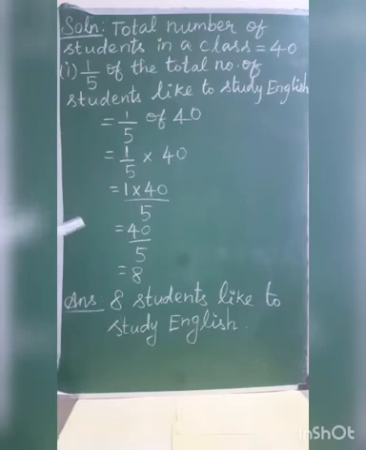This is one of the methods. The next method is cancellation. In the previous class I told you, by cancellation you can find the answer. 1 fives are 5, 8 fives are 40. So the answer is 8. So the first question's answer is, 8 students like to study English.